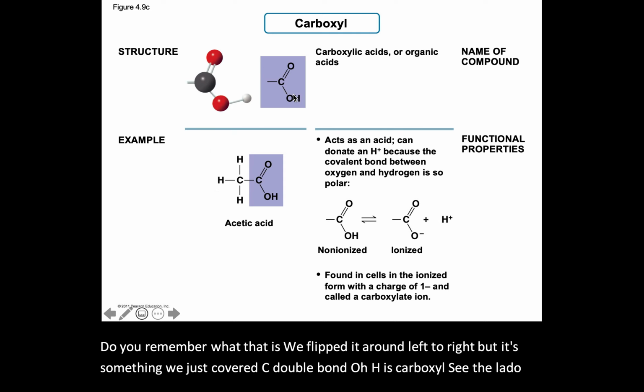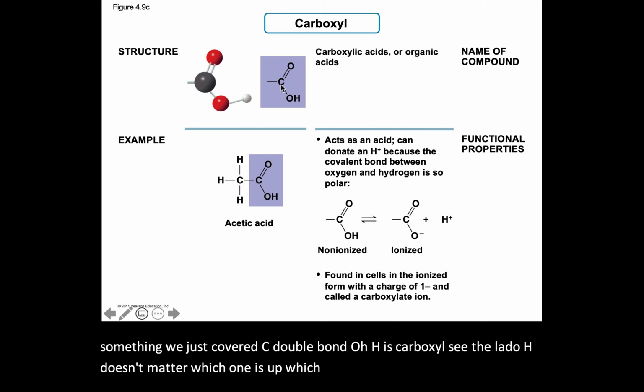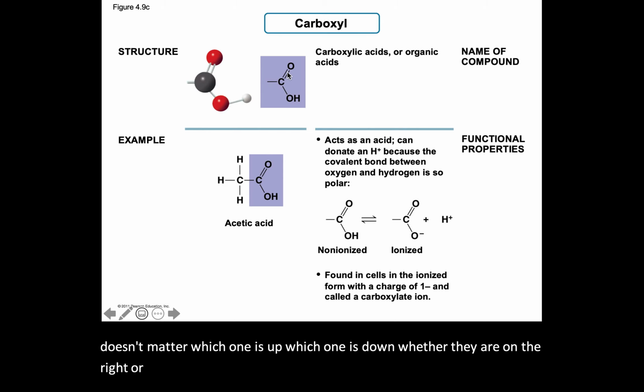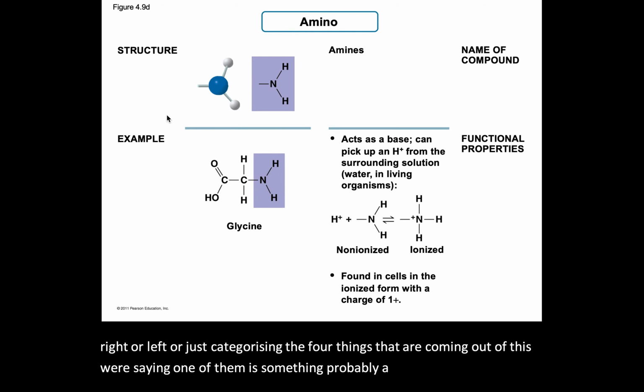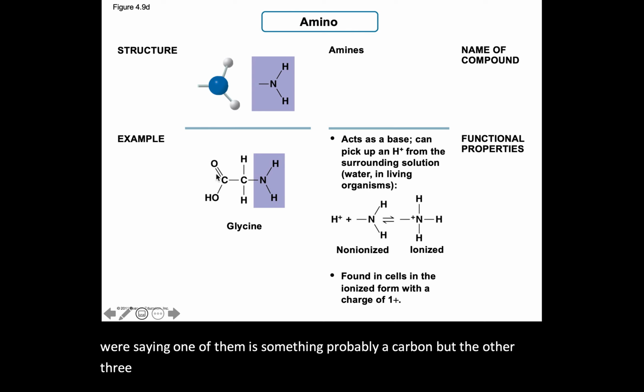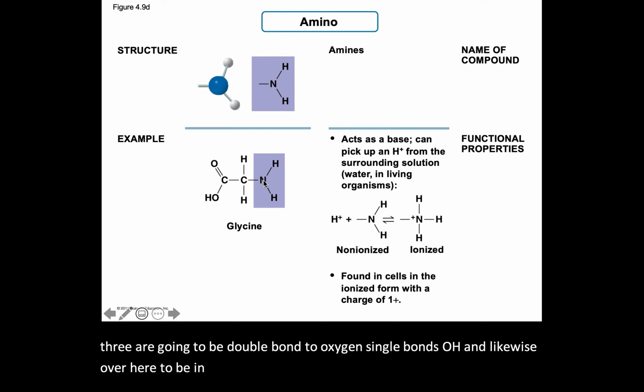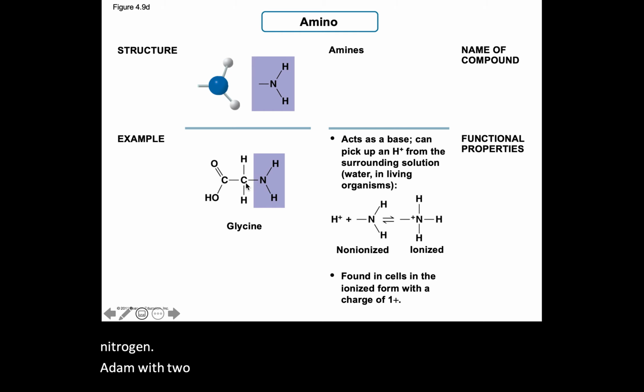Doesn't matter which one is up, which one is down, whether they're on the right or left. We're just categorizing the four things that are coming out of this. We're saying one of them is something, probably a carbon, but the other three are going to be double bond to oxygen, single bond to OH. And likewise over here, to be an amine, we're saying, all right, it's going to be a nitrogen atom with two hydrogens bonded and one bond going to something else that's not hydrogen.